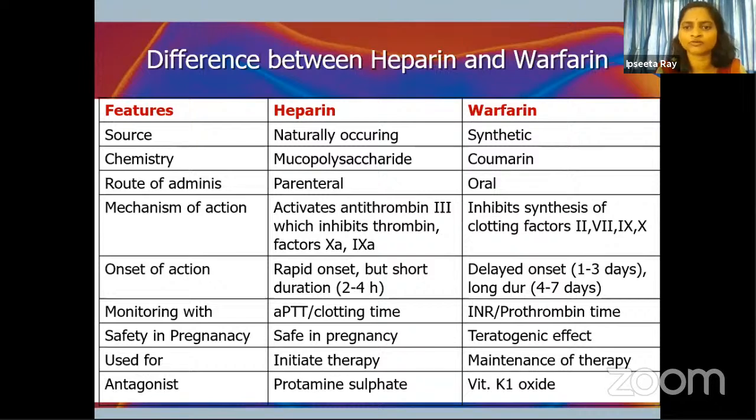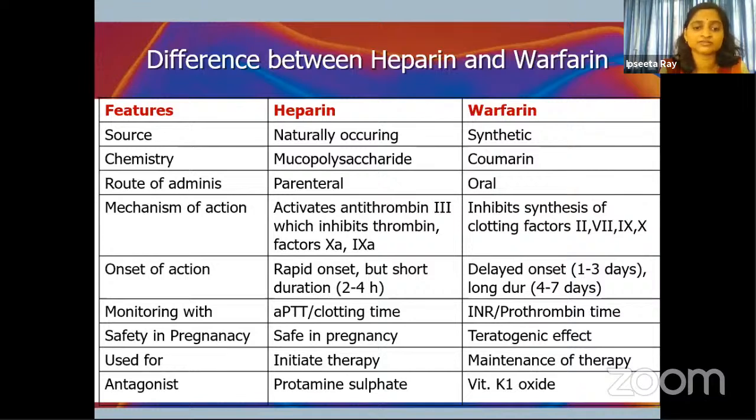Whereas when we talk about warfarin, it inhibits the synthesis of vitamin K dependent clotting factors like factor 2, 7. Onset of action for heparin is rapid but short duration, whereas warfarin is delayed but longer acting. So rigorous monitoring is required with heparin, APTT, whereas with warfarin, INR and prothrombin time is sufficient.